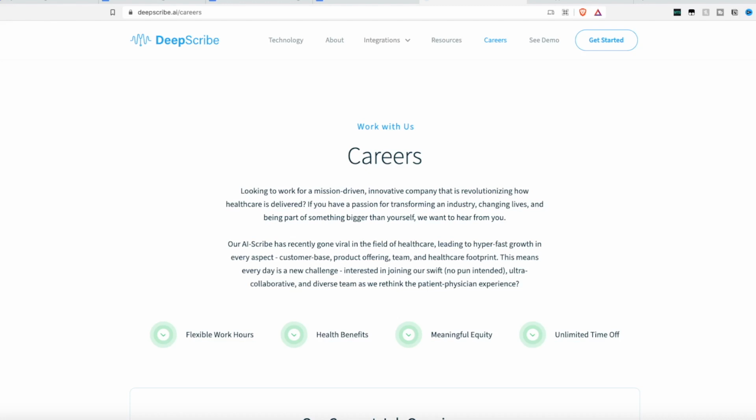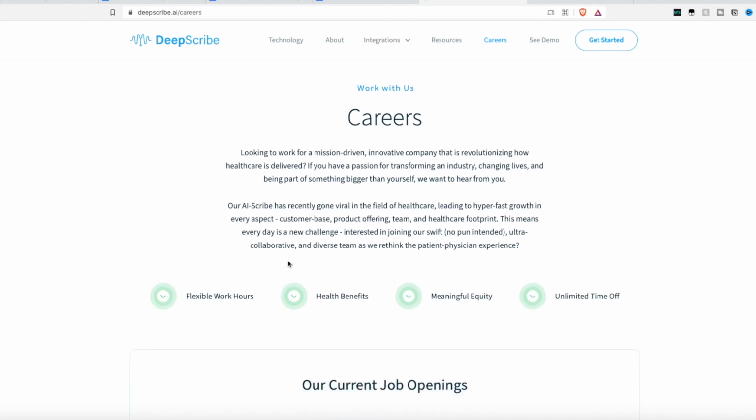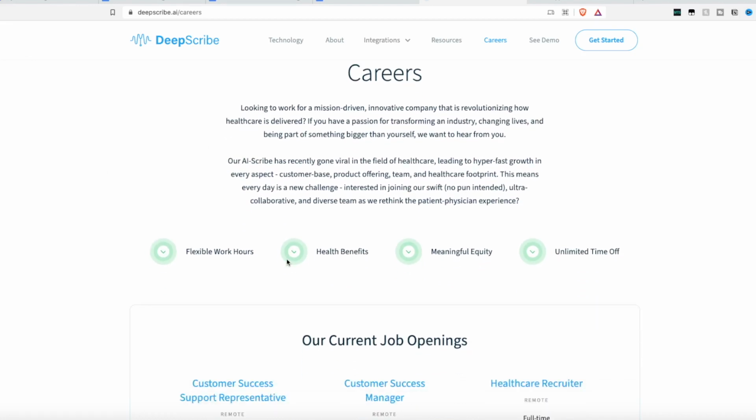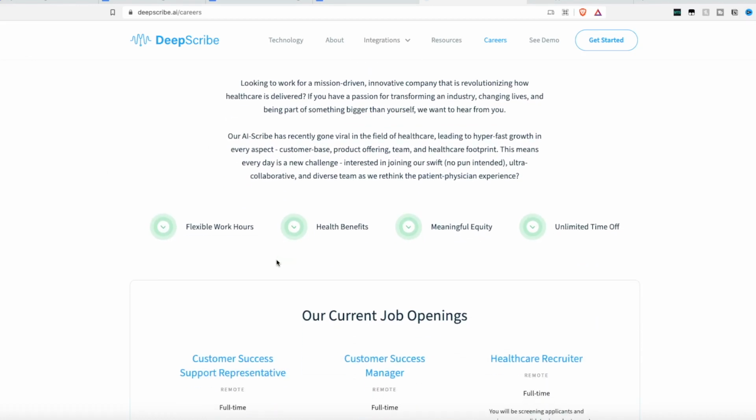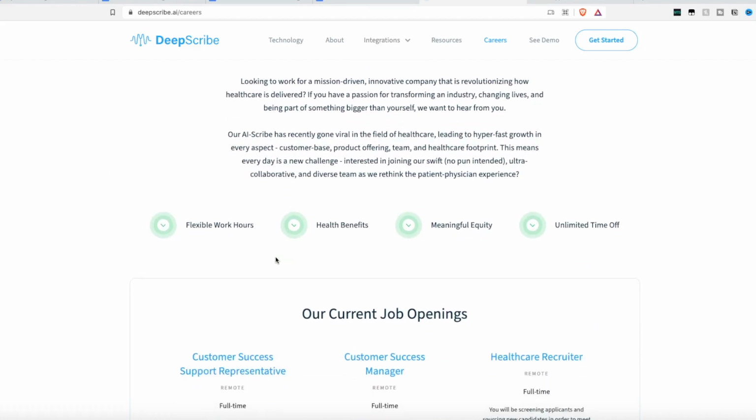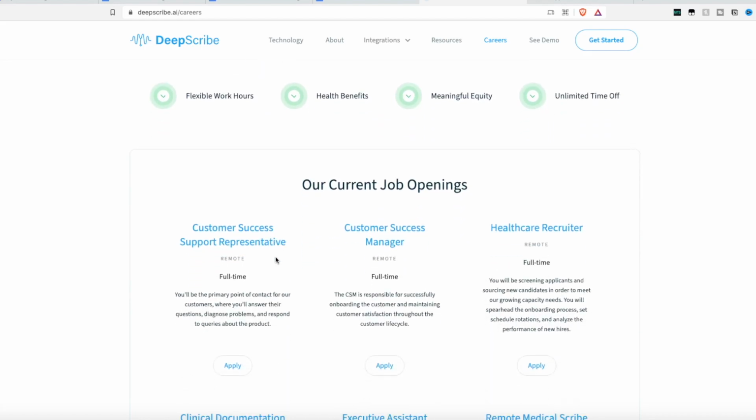Today's job lead is from the company DeepScribe. DeepScribe is an artificial intelligence technology company in the healthcare field. They are trying to revolutionize how healthcare is being delivered. I will link to this main careers page as well as the job lead down in the description below. If the job lead that I share with you today is not a good fit for you, you might want to check out their main career page.